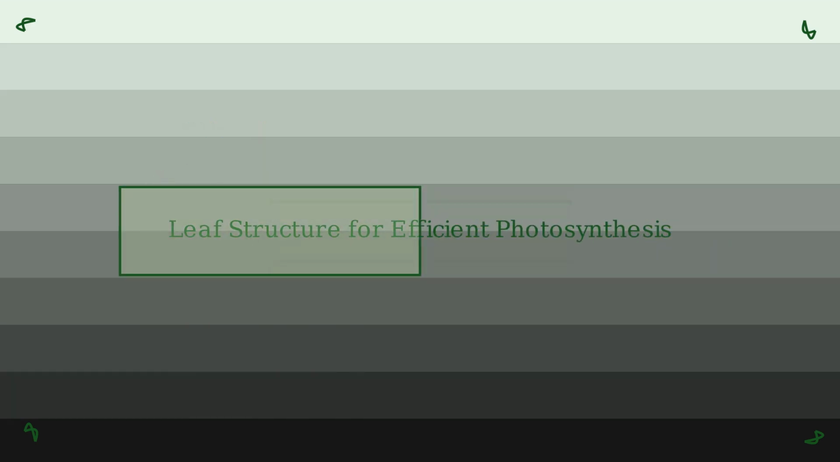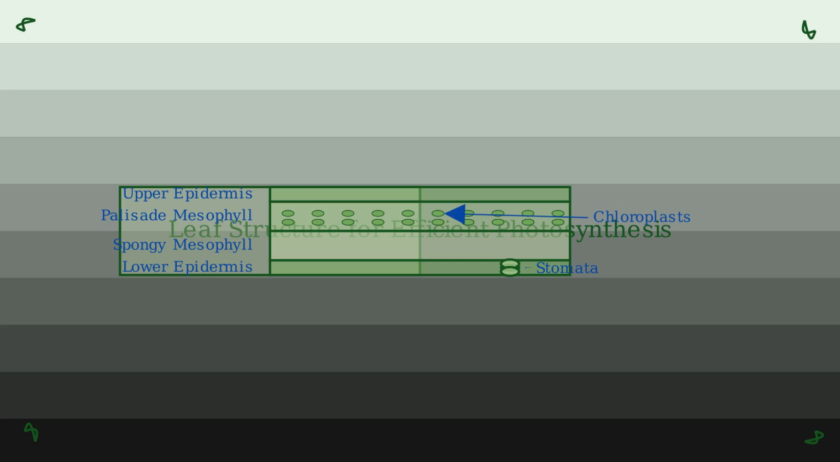Leaves are the primary photosynthetic organs in plants. Their structure is highly specialized to maximize photosynthetic efficiency. The upper epidermis is transparent to allow light to enter. Below it is the palisade mesophyll, which contains cells densely packed with chloroplasts. The spongy mesophyll layer has loosely arranged cells with air spaces that facilitate gas exchange.